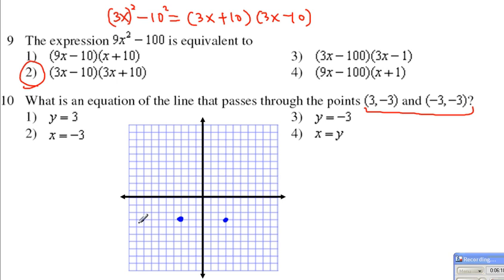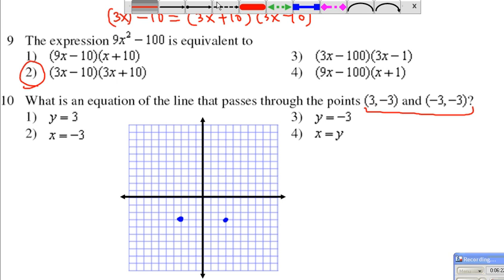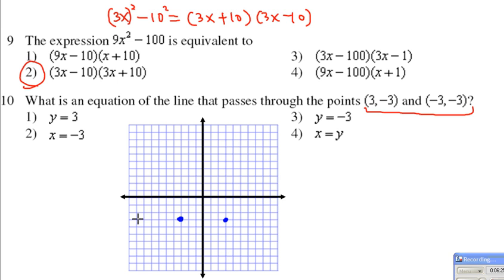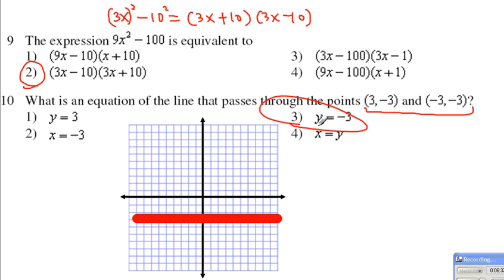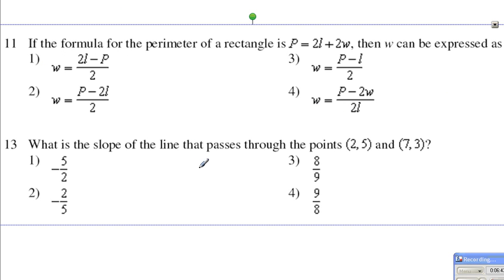Right here. The fact that a line passes through these 2 points means we are looking at a horizontal line, where x may change all the time, but y is always negative 3. Therefore, choice 3 becomes our answer. Notice that right here, negative 3, negative 3. Alright, let us move on.